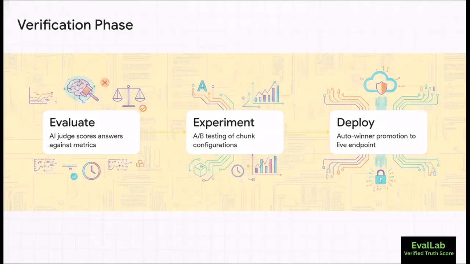Step 5 is experiment. The system continuously runs A/B tests to find the absolute best configurations. And finally, Step 6, deploy. The most accurate setup is automatically promoted to your live endpoint. Zero manual review required. The system just handles it.